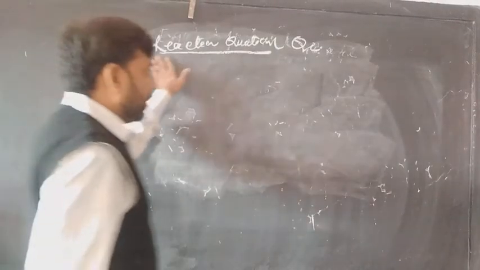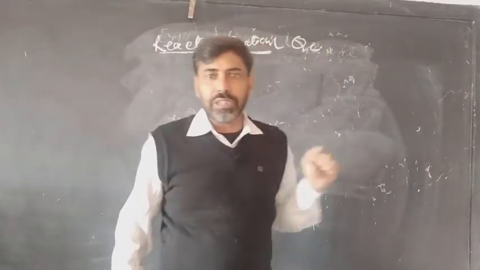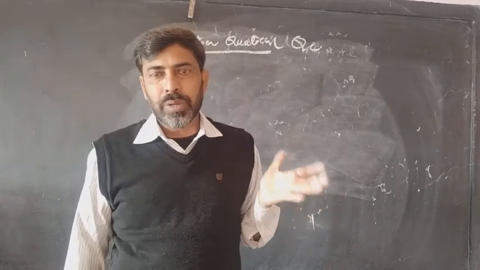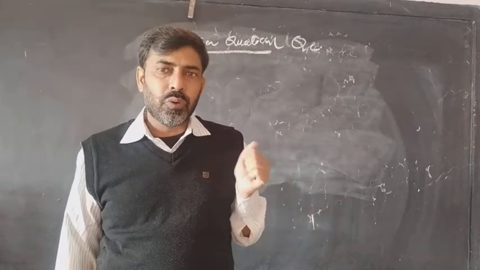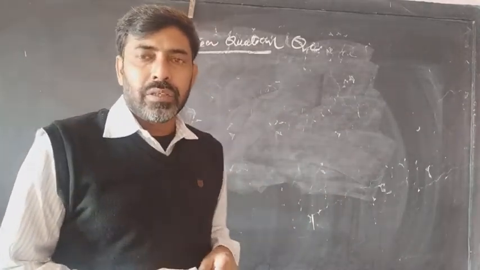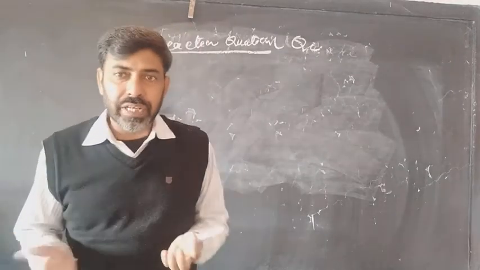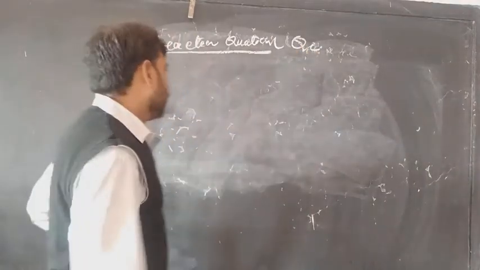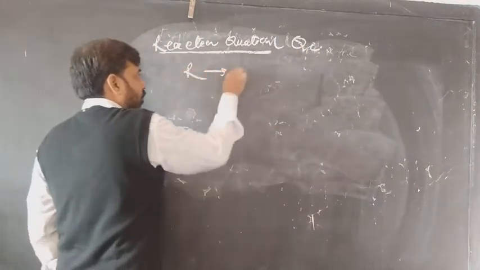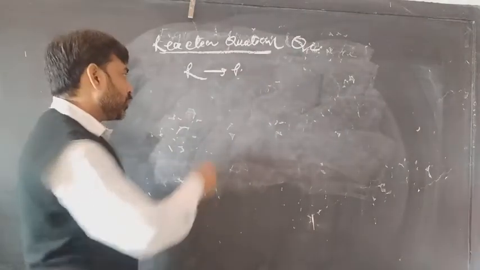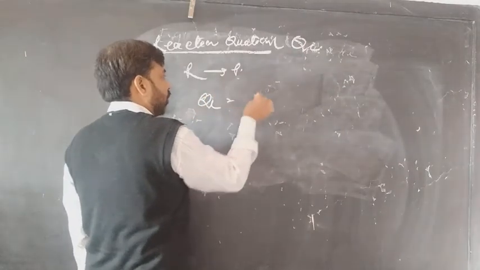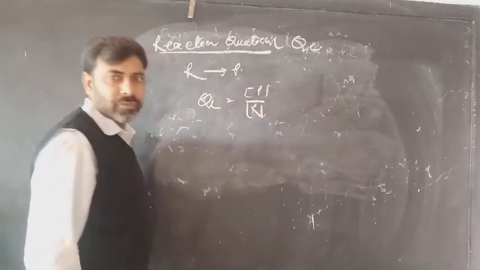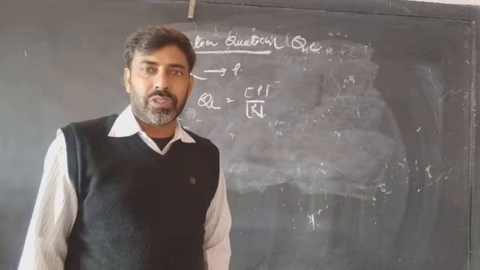So here we are going to see the reaction quotient, that is the Qc in terms of concentration and Qp in terms of pressure. How will we determine the direction of the reaction? First of all, what is this value? If the reaction is R converting into P, then Qc equals the concentration of P by the concentration of R, that is the concentration of product upon concentration of reactant.